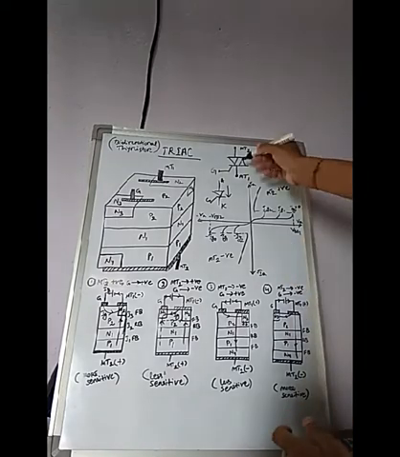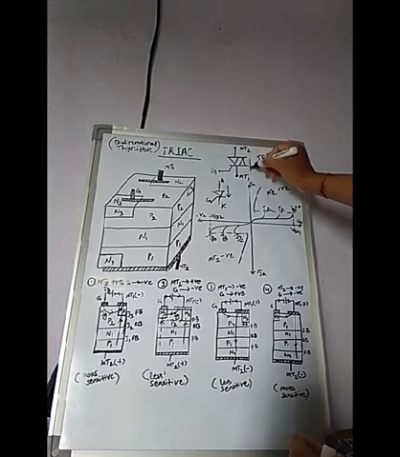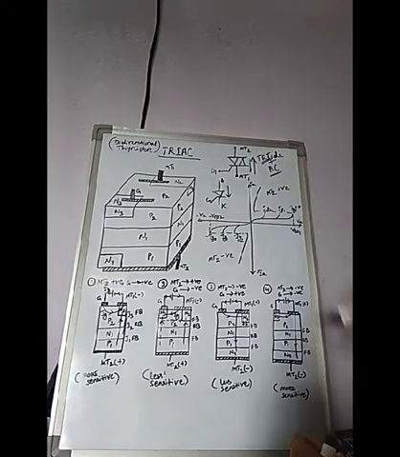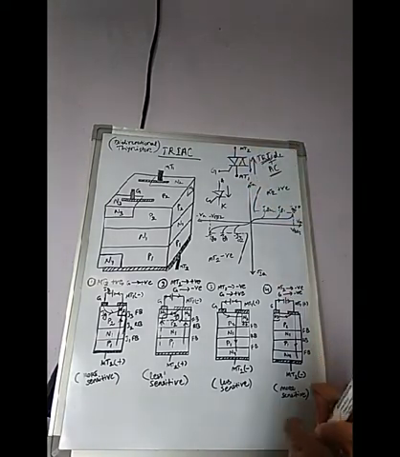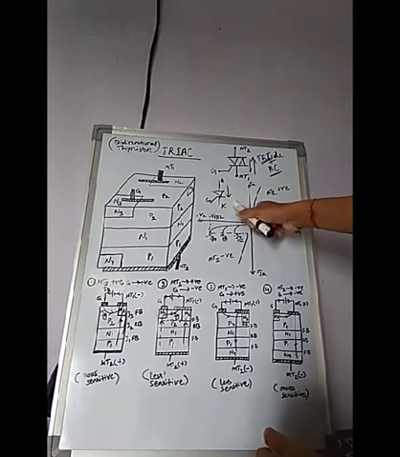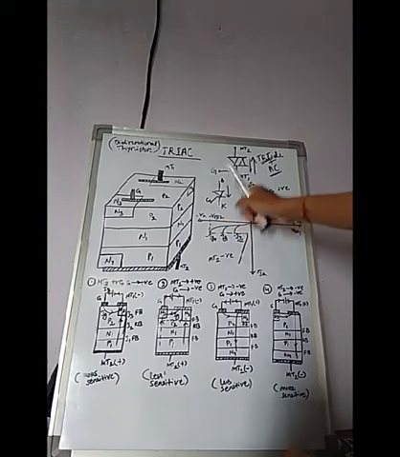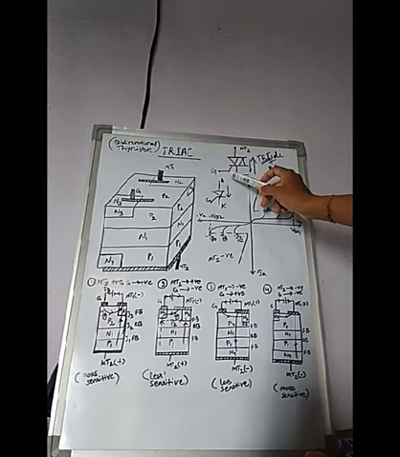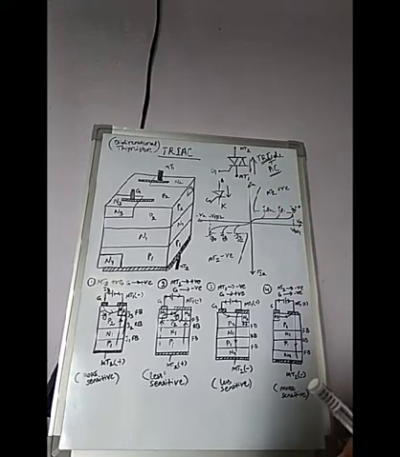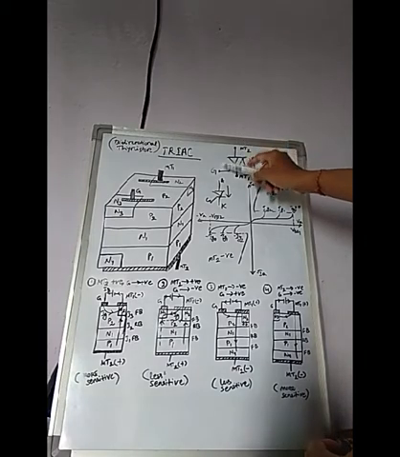But triac can conduct in both directions. It can conduct in this direction or it can conduct in this direction also. So it is a bidirectional thyristor with 3 terminals. This is a thyristor which is unidirectional with 3 terminals: anode, cathode, gate. But triac is a bidirectional thyristor with 3 terminals. What are the terminals? That is main terminal 1, main terminal 2 and gate.